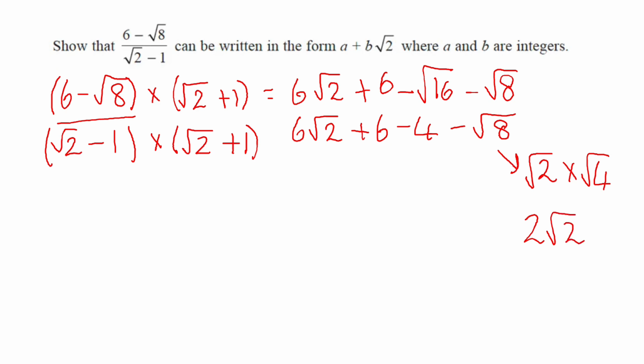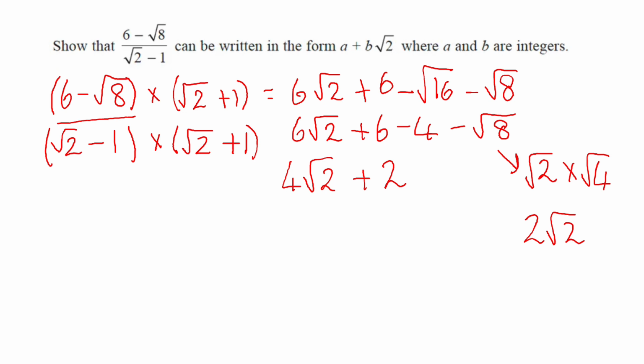So now when we look at our question, we have got 6 root 2 subtract 2 root 2. So we have got 4 root 2. And then we've got plus 6 take away 4, so we've got plus 2. That is our new numerator. We now need to do the denominator as well.